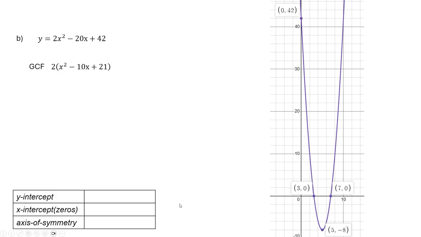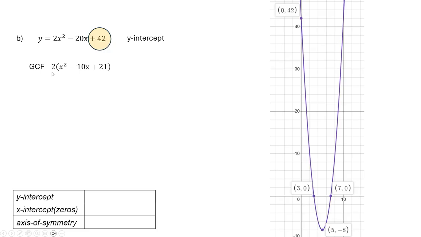Question B here. Again, to figure out what the y-intercept is, we simply look at the c value. So the y-intercept is 42. Now, to figure out what the x-intercept is, we need to factor 2x squared minus 20x plus 42.